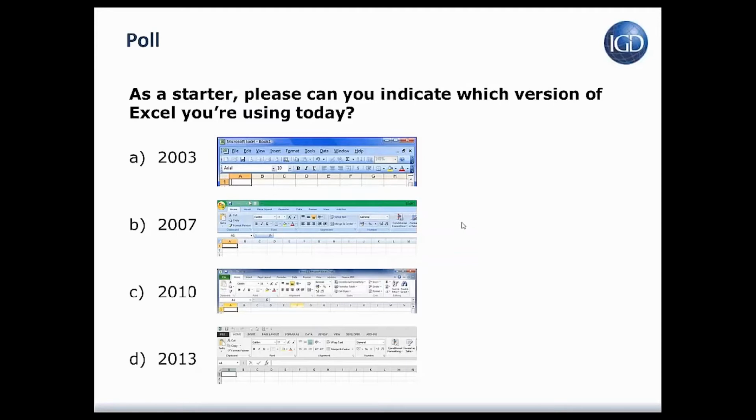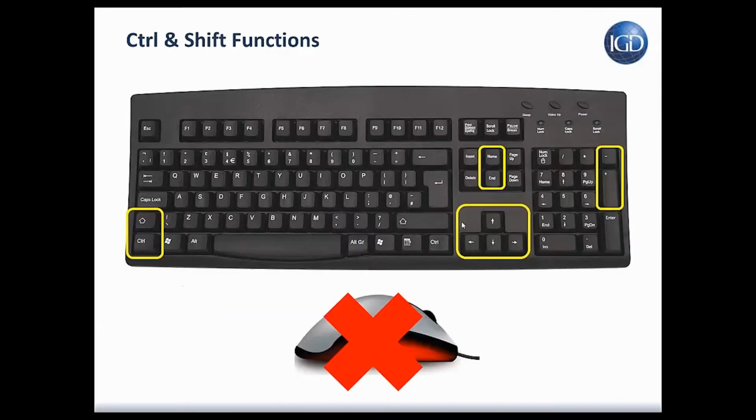Right, so if we're all ready, we'll get started. So, shortcut number 1, Control and Shift. These are shortcuts which are going to get you moving around your spreadsheet a lot more quickly. Before I give you the shortcuts, I just want to understand what methods you're using at the moment. So I've got another poll for you, but just a quick demonstration.